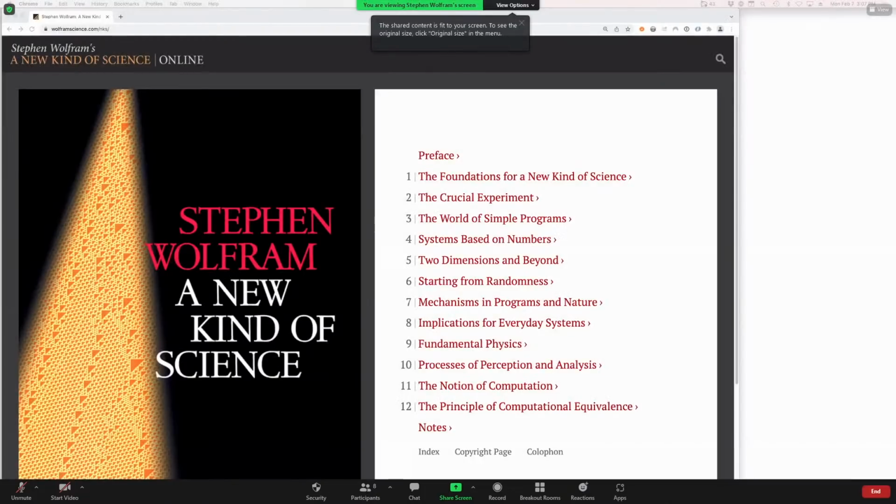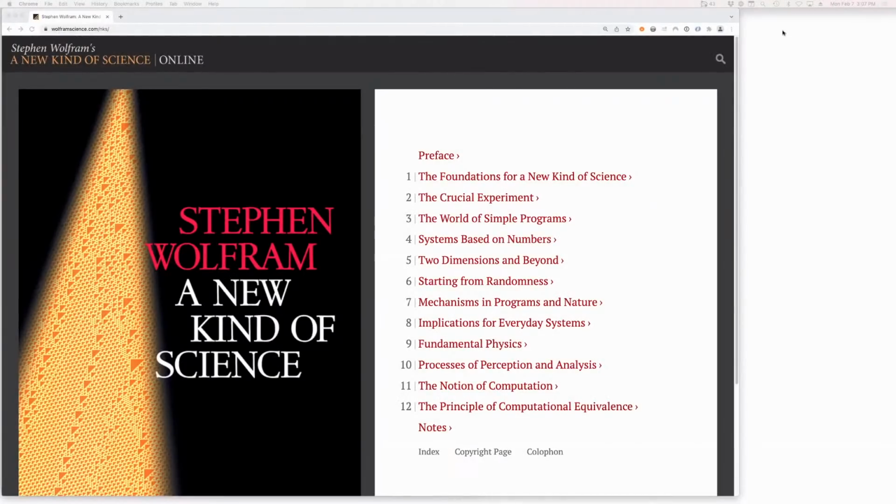All right, so today I'm going to talk about chapter 1 of A New Kind of Science. There are 12 chapters altogether. Let me just share here to put these up. So that's the table of contents for A New Kind of Science. There's a website, wolframscience.com, where you can find the whole book online.